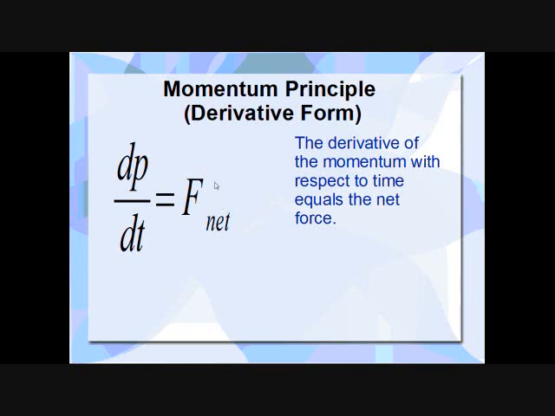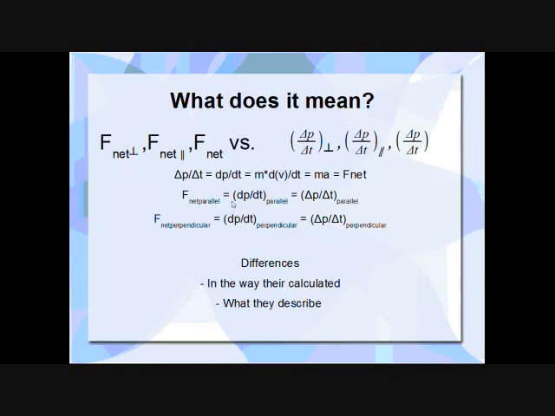The momentum principle, in its derivative form, states that dp over dt equals F net. Essentially, breaking this down signifies that the change in momentum over the change in time, or the derivative of momentum over time, equals the mass of an object times the derivative of the object's velocity, which equals the object's mass times its acceleration, which also equals the net force acting on the object.